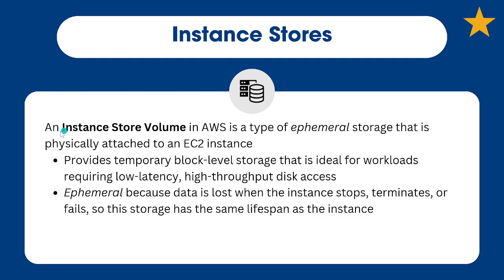So instance stores, what is an instance store volume? An instance store volume in AWS is a type of ephemeral storage. What does that word mean, ephemeral? Ephemeral means temporary. We'll talk about what makes it temporary. But essentially, an instance store volume is ephemeral, or temporary, and it's physically attached to an EC2 instance. So it provides temporary block level storage that's ideal for workloads requiring low latency, high throughput disk access.